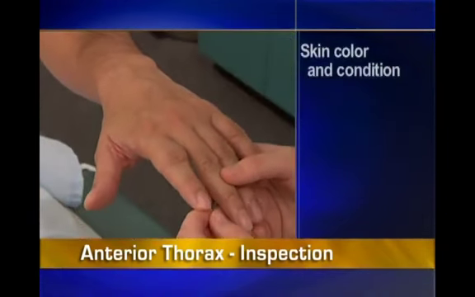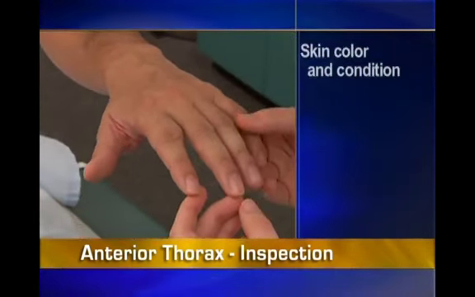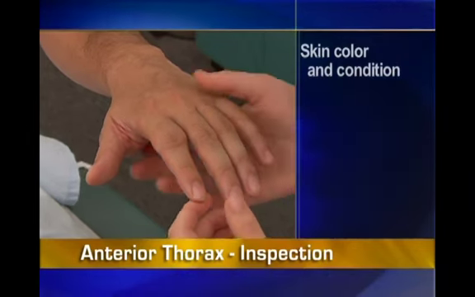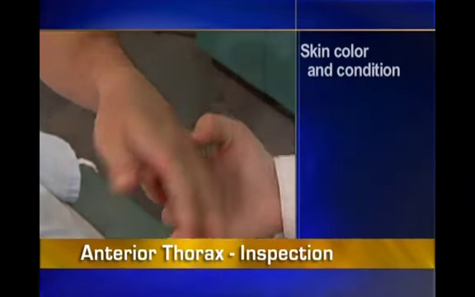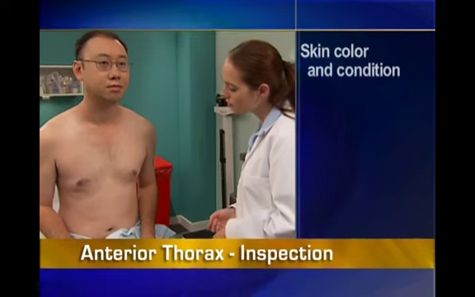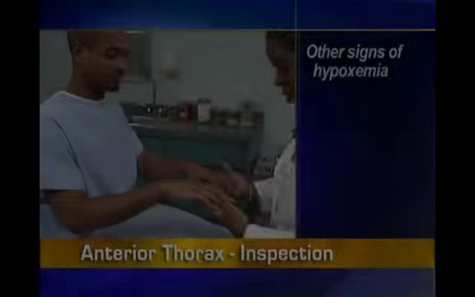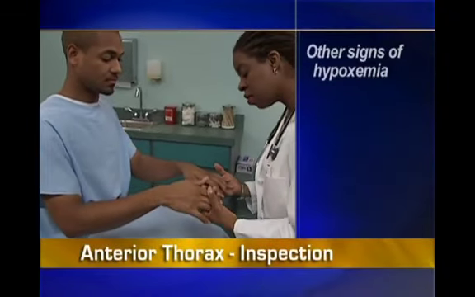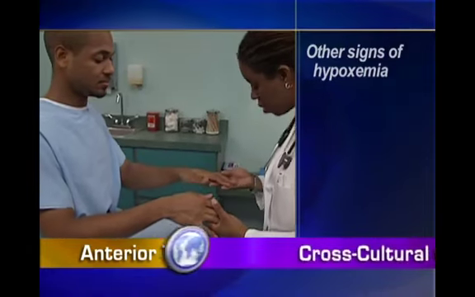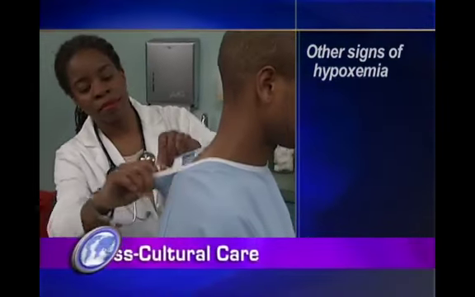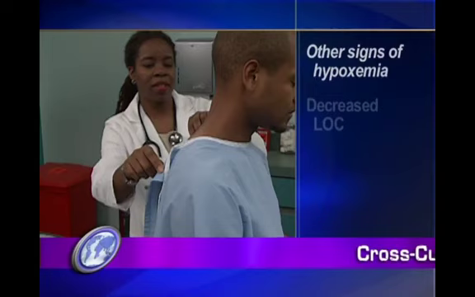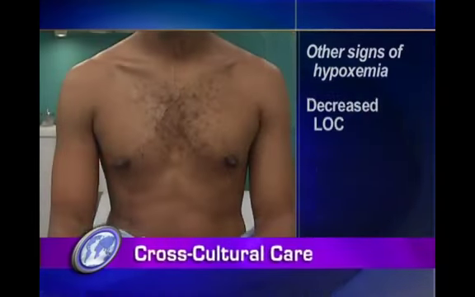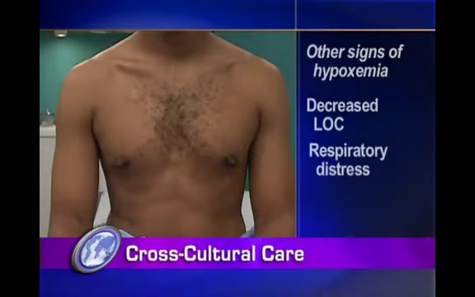Also observe the skin color and condition. You should see no cyanosis or pallor on the lips or nail beds, and no lesions on the thorax. If the person is darkly pigmented and cyanosis is difficult to detect, assess for other signs of hypoxemia, such as decreased level of consciousness and respiratory distress.